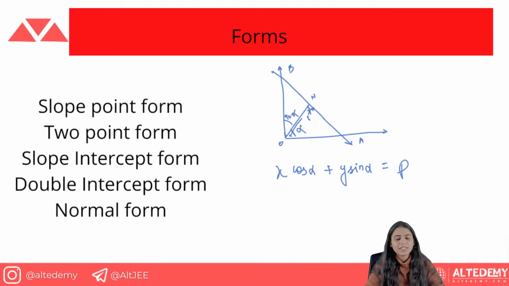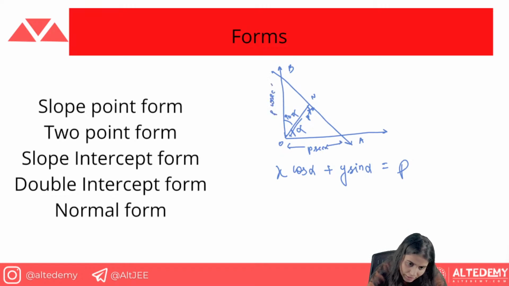So when we have this equation, here we have this p. This is represented as p. So what is this going to be? This is going to be p sec alpha. And what is this going to be? This is going to be p cosec alpha.